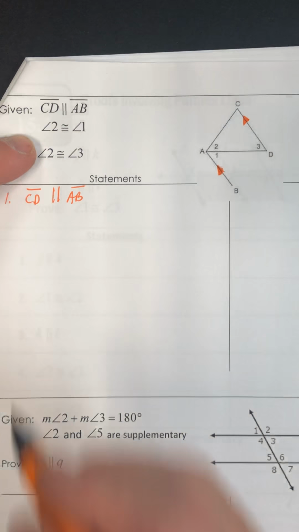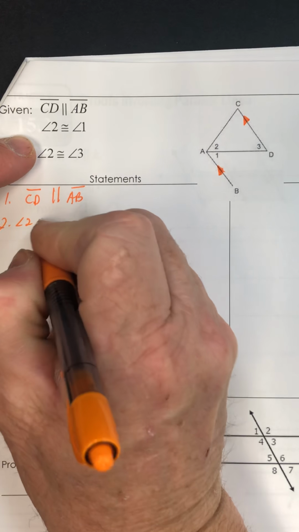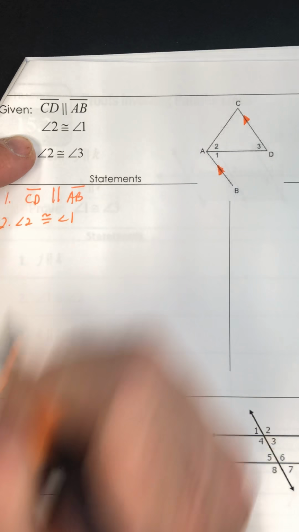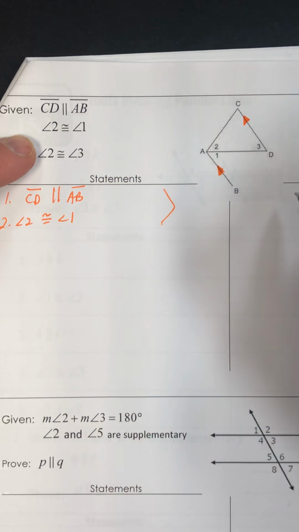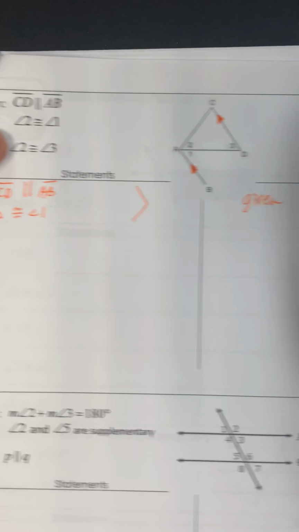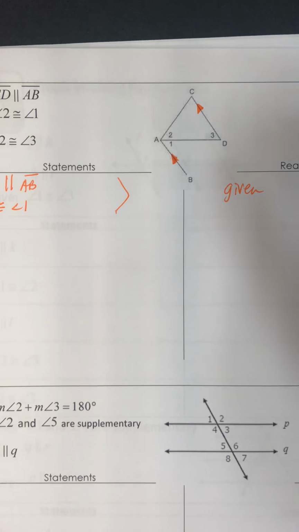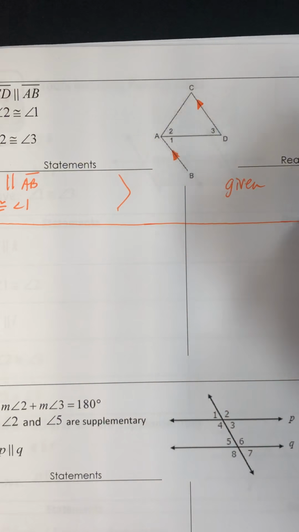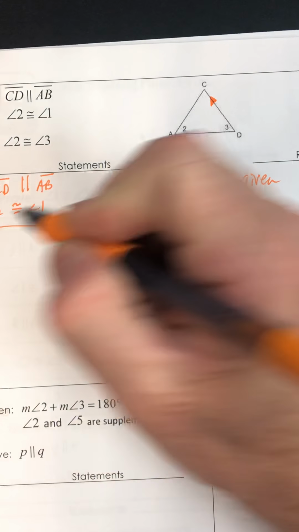It says that angle 2 is congruent to angle 1. So both of those have the same reason. They are given. Okay? You can draw a line if you want, and just go on to the next statement.